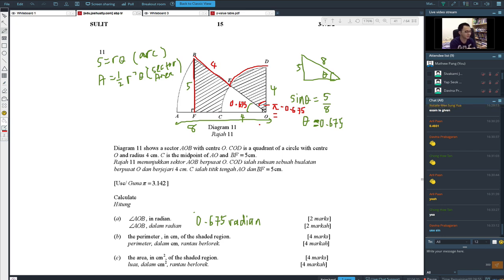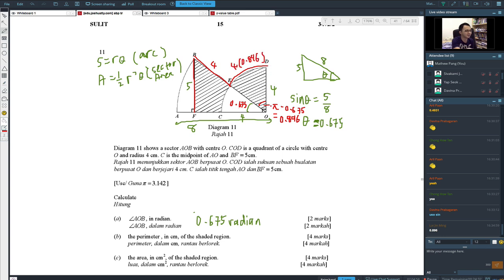So yeah, this radian will be 0.896. Then I can find this arc length, which is r theta, right? R is 4, theta is 0.896. And this is 4, and this is 4, this is 4 also. You need to find this arc length as well.